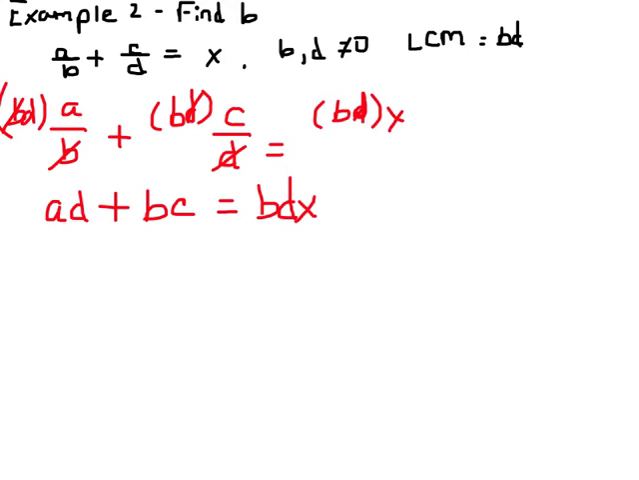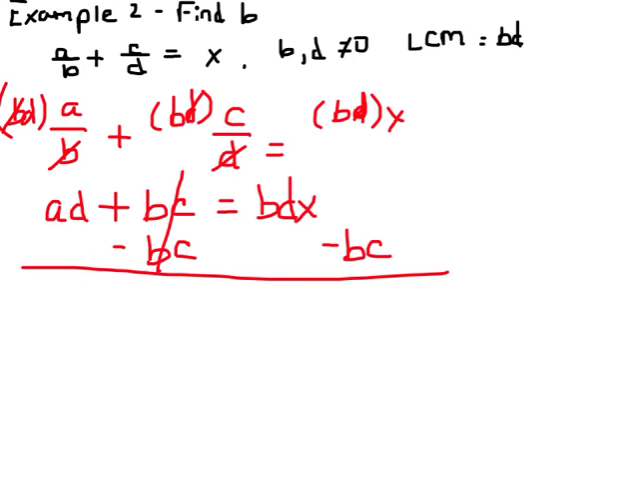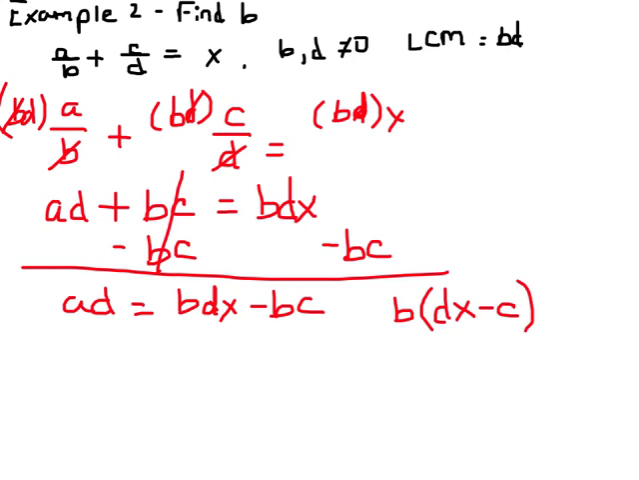Now, if I want to solve for b, I need to move this term that has a b in it to the other side. I cancel it out there, and I'm left with ad equals bdx minus bc. And then if I factor out the b, which is what I want to do, it's common to both, I have b times dx minus c left.